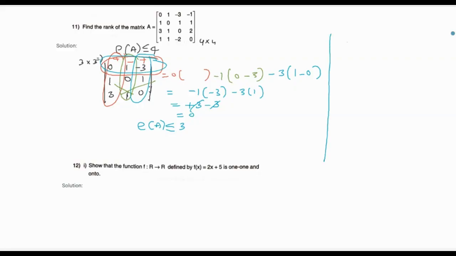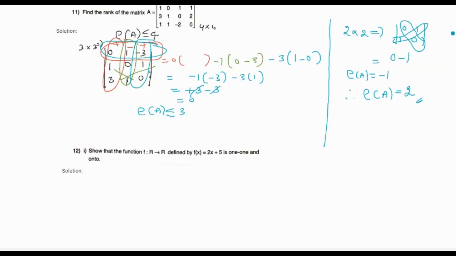Then we'll take a 2 by 2 matrix, that is 0 1, 1 0. So it will be 0 times 0 is 0, minus 1 times 1 is 1, so you got minus 1. This is non-zero, so the rank will be equal to 2. In the 2 by 2, how many non-zero rows are there? We have 2. Therefore, the rank is 2. Moving on to the next one.